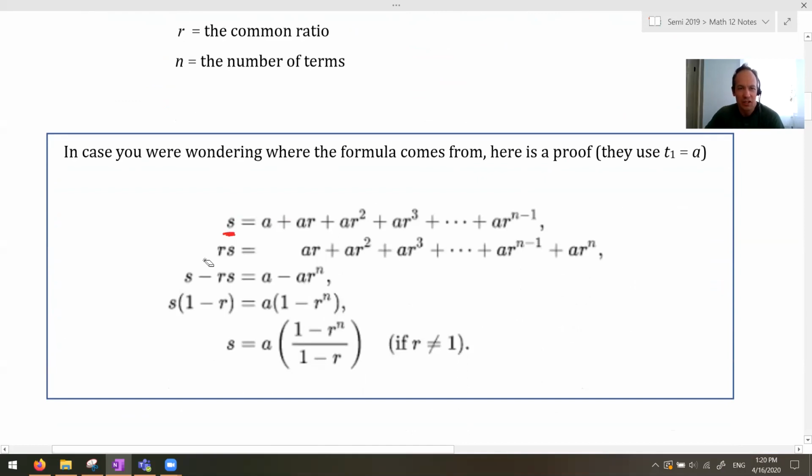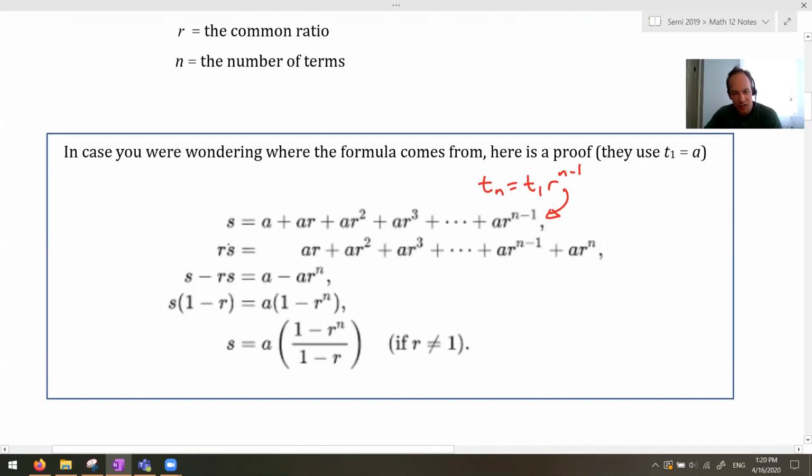They're using lowercase s instead of capital S and a instead of T1. But you can see a geometric sum would be a plus a times r plus a times r squared, cubed, and all that, and then a times r to the n minus 1. Remember, this is how we would actually calculate the last term, using our formula from last time.